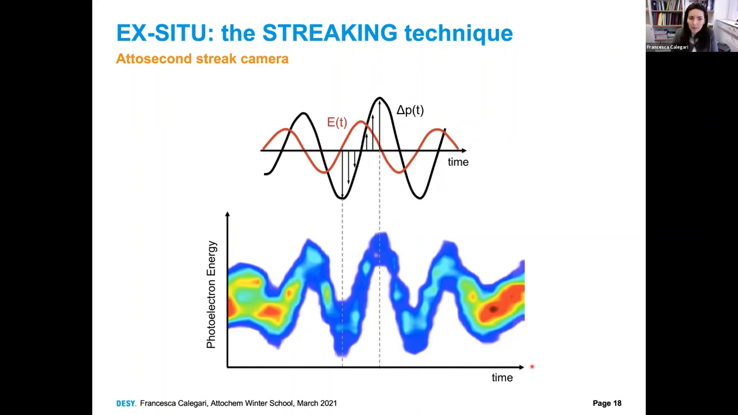And indeed, this method has also been named FROG-CRAB, or frequency resolved optical gating for the complete reconstruction of attosecond bursts. Because indeed, from this 2D trace, you can extract both the characteristics of your driving laser and the temporal characteristics of your attosecond laser pulse.